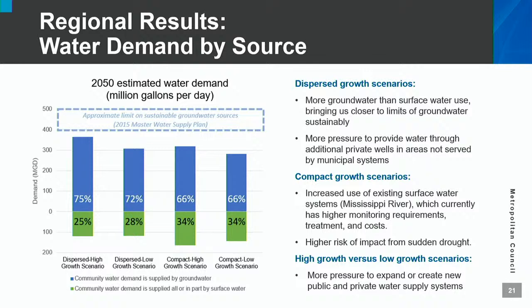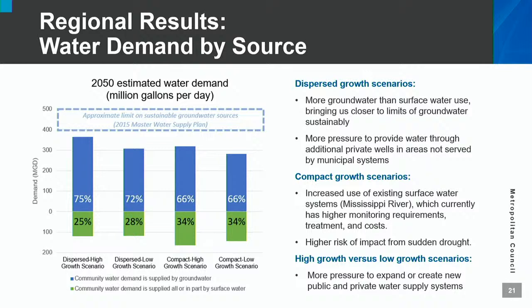So I have the 2 dispersed growth, high and low growth scenarios on the left here, and I have the 2 compact growth scenarios on the right. And what jumped out at me is that when we are looking at dispersed growth, you see us putting relatively more pressure on our groundwater systems, bumping us up closer to what we've estimated as the sustainable limits of our groundwater sources. And that's an estimate that's in the 2015 Metro Area Water Supply Plan. Compared to compact development, where we're putting a little bit more pressure on our surface water sources, the existing water supply infrastructure in Minneapolis, St. Paul, and their communities. And so there's some differences in these growth scenarios showing up that way.